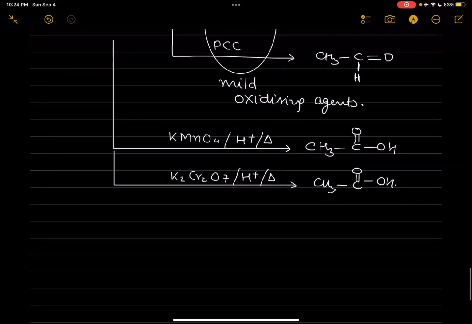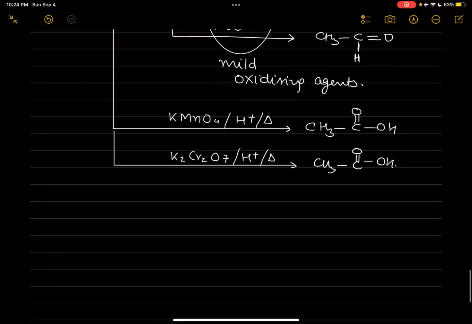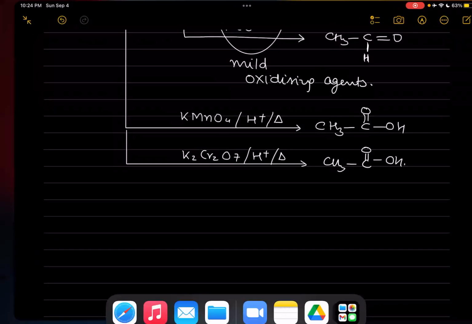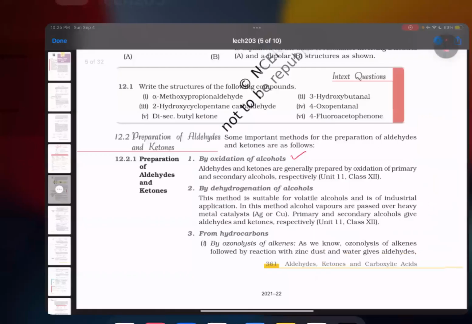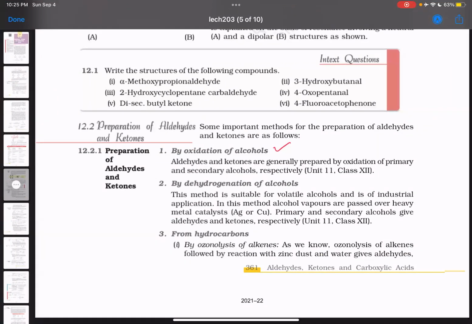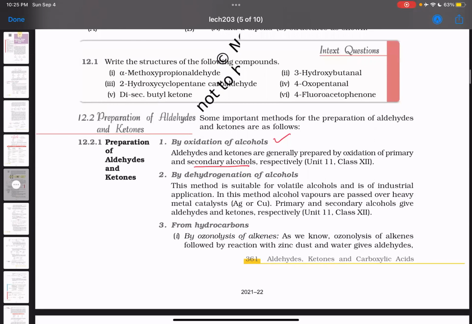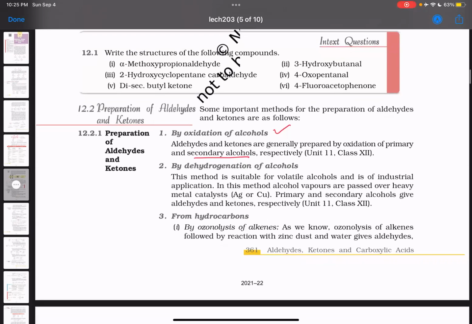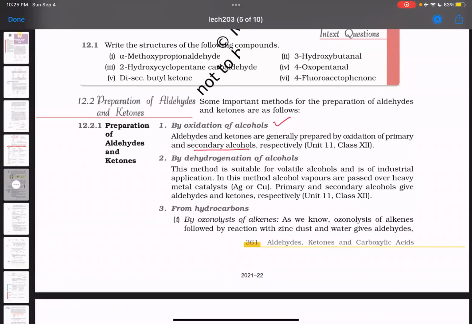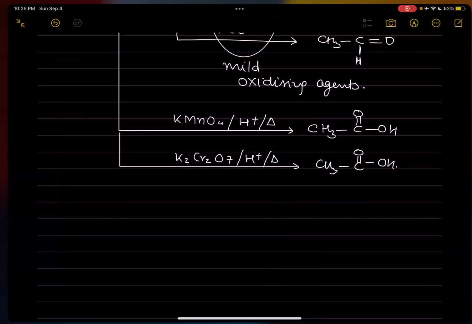Suppose you take a secondary alcohol, what will you get? Tell me quickly. If you do the oxidation of a secondary alcohol, what are you going to get? Oxidation of primary alcohol will give aldehyde by a mild oxidizing agent, and oxidation of secondary alcohol will give you ketone. Darshan, is it clear?